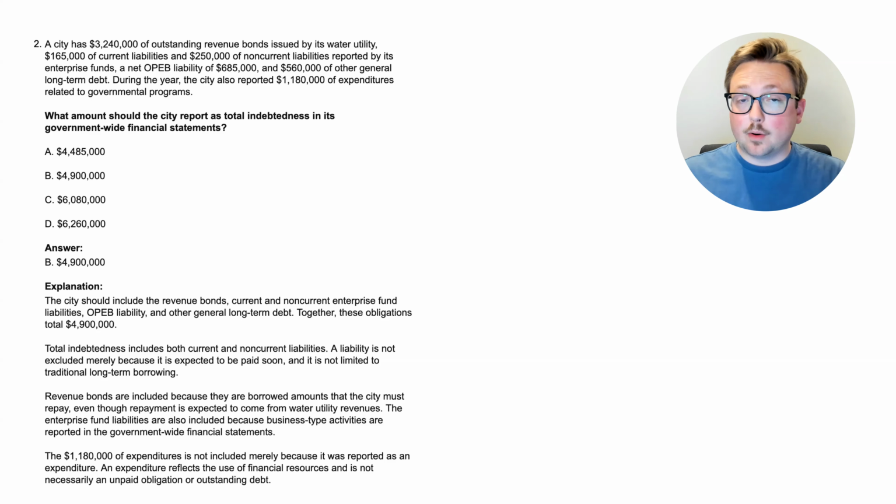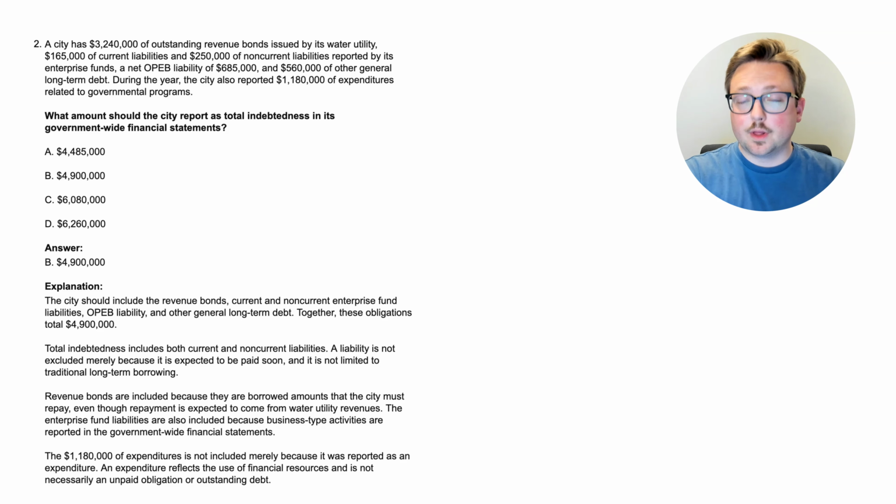We learned a little bit more about what's included, and something very important you need to remember here is that business-type activities, like debt associated with those, so the proprietary fund or the enterprise fund, those are going to be included in total indebtedness.